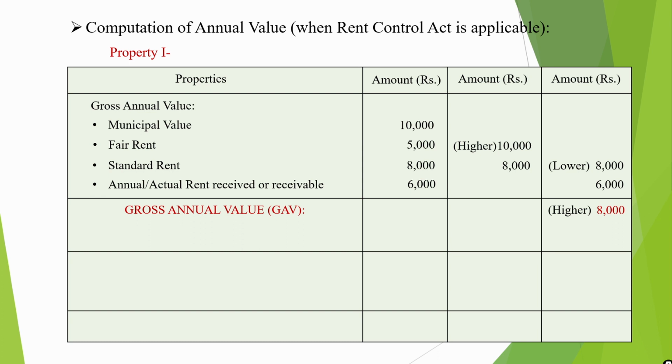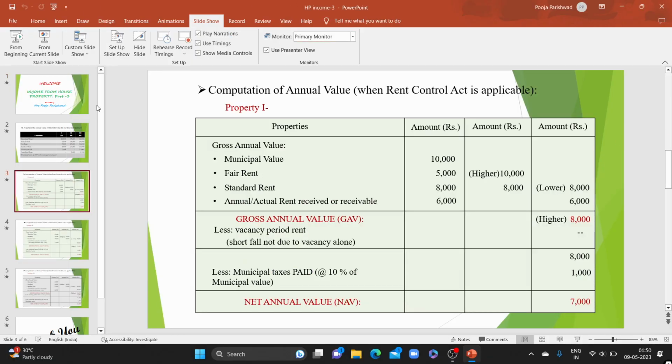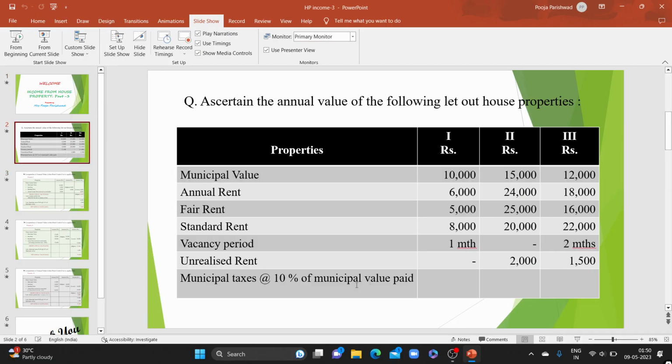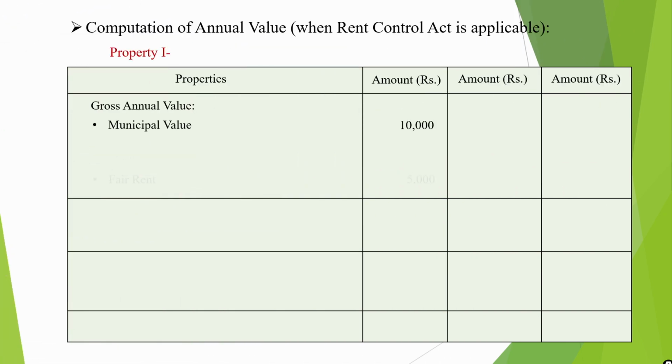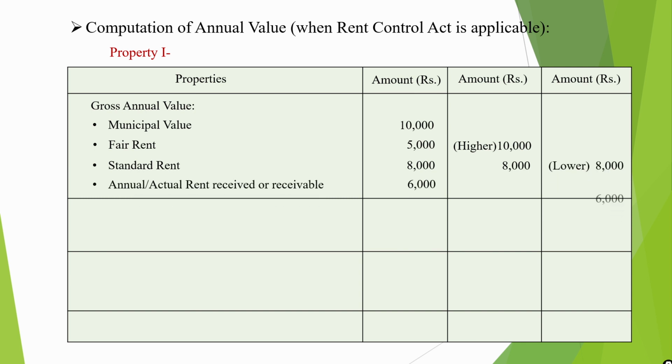Now in this problem, vacancy period for house property 1 is given as 1 month. Okay. Now if vacancy period is given in the problem, then the question is when to deduct the vacancy period rent from gross annual value.